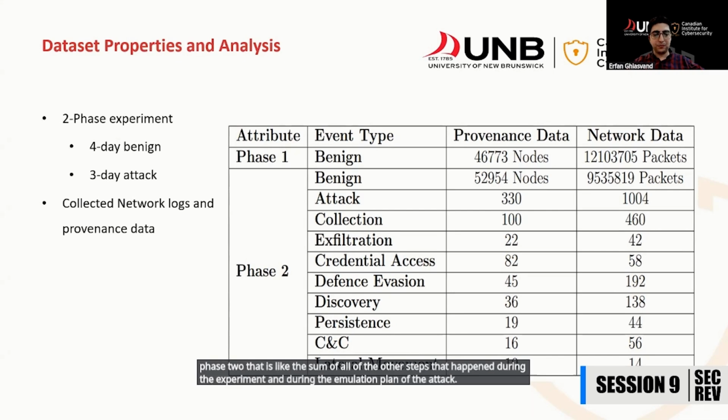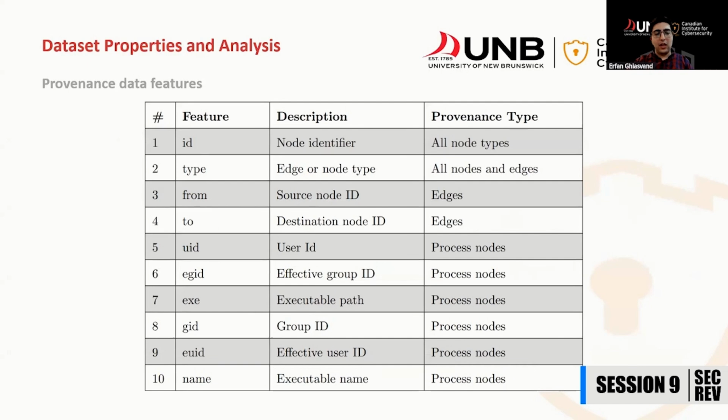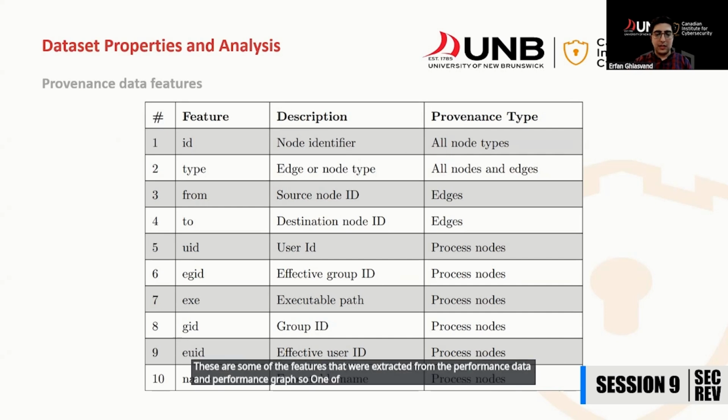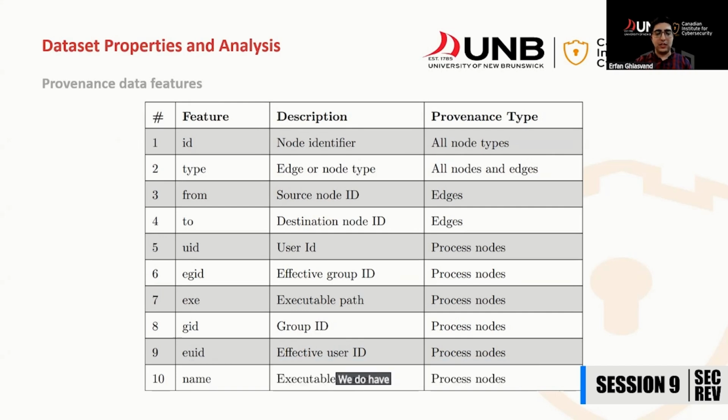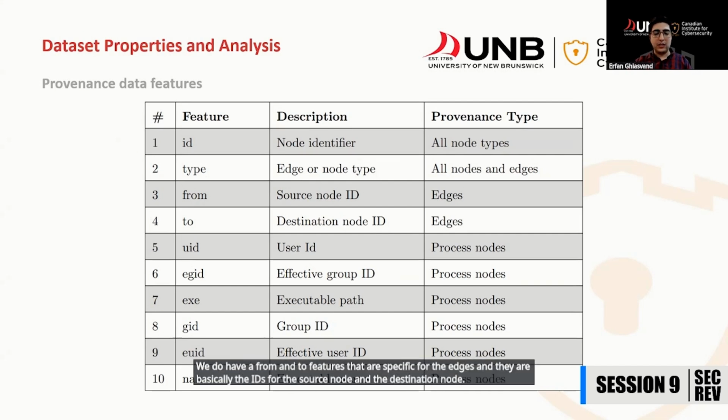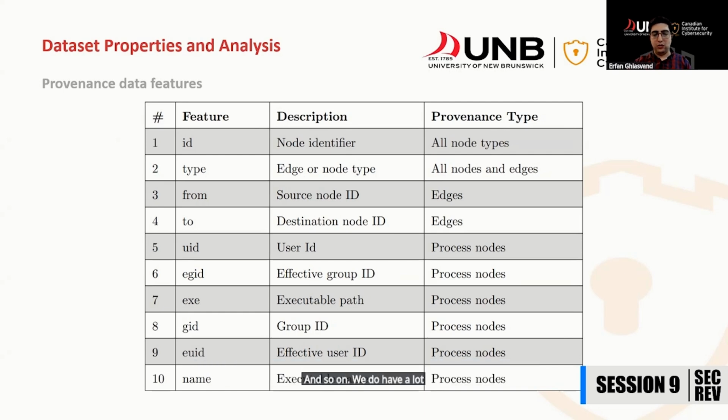These are some of the features that were extracted from the provenance data and provenance graph. One of the features, for example, is ID. All of the nodes have it, and it is the node identifier. We have types because we have a lot of different types of edges or nodes in the provenance graph. We have from and to features that are specific to the edges, and they are basically the IDs for the source node and the destination node, and so on. We have a lot of features that are useful for developing detection tools.